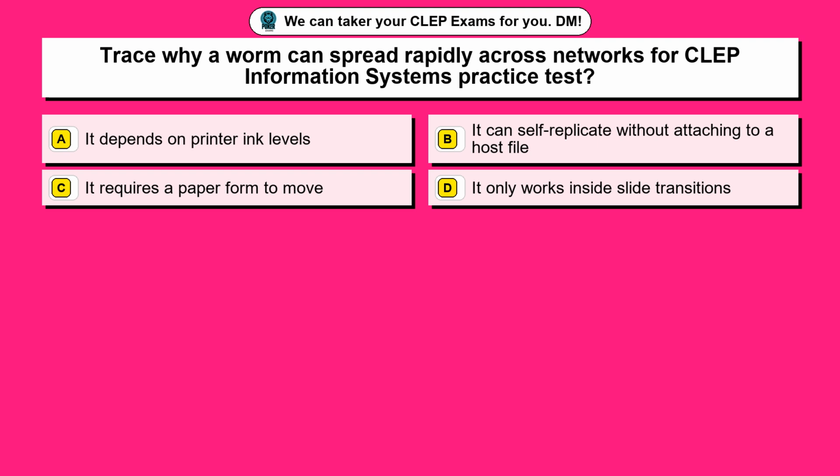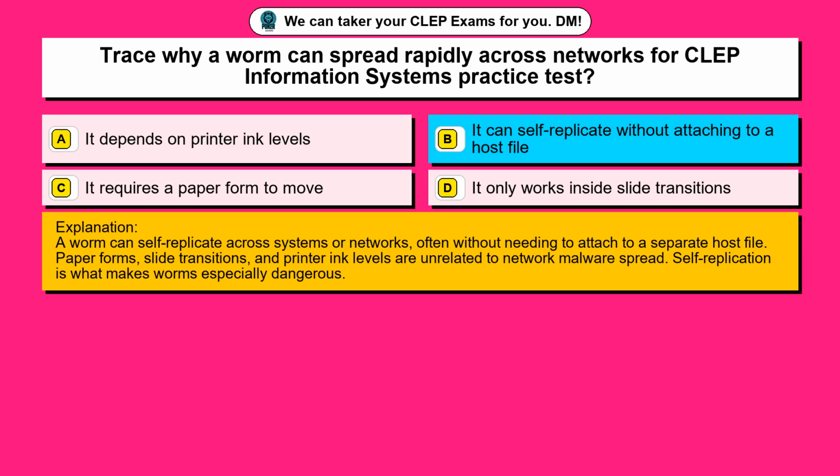Question 40. Trace why a worm can spread rapidly across networks for CLEP Information Systems practice test. Option A. It depends on printer ink levels. Option B. It can self-replicate without attaching to a host file. Option C. It requires a paper form to move. Option D. It only works inside slide transitions. The correct answer is option B. It can self-replicate without attaching to a host file.